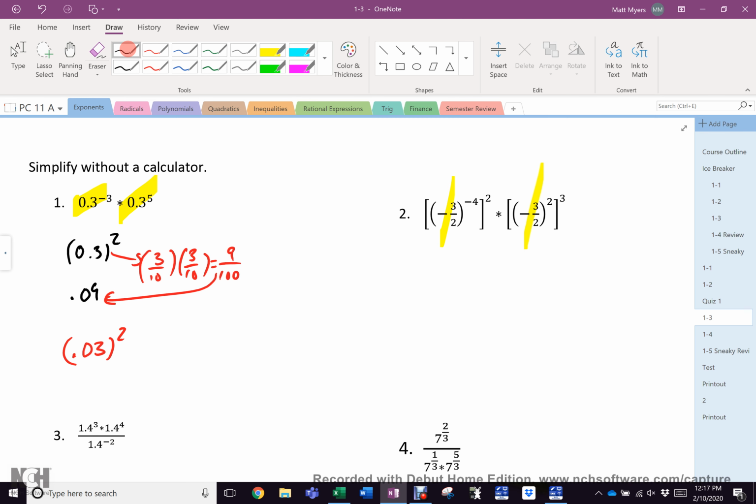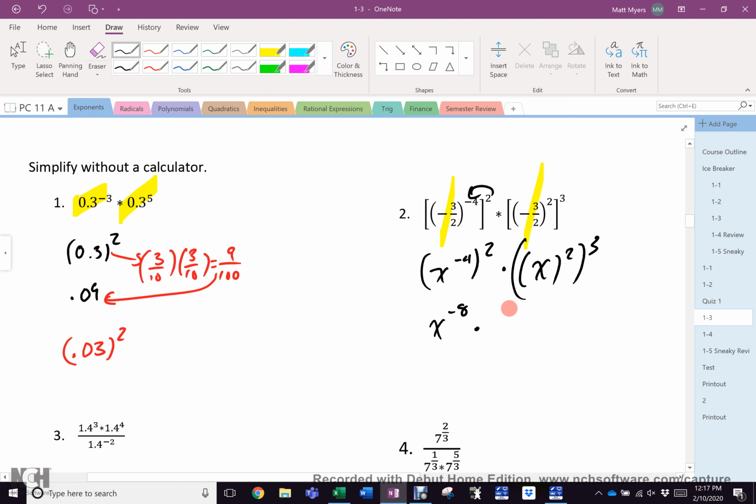So wouldn't it be exactly the same as x to the negative 4 squared times x to the 2 cubed? So what do I do right there? That's x to the negative 8 times, what do I do right there? X to the 6. Same base, and I'm multiplying. What do I do with the 6 and the 8? Add them together. So now I have x to the negative 2, yeah?